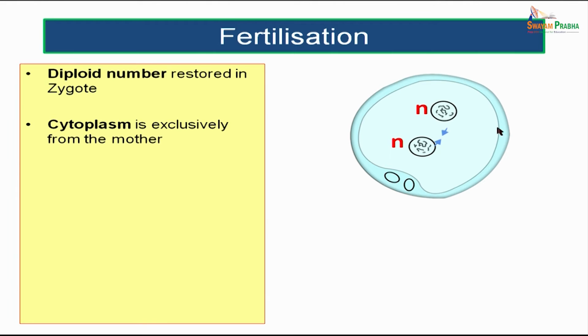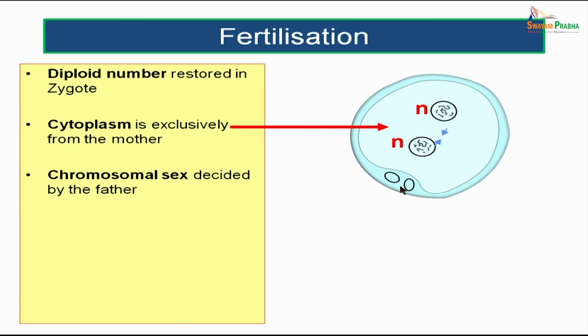We can see that the cytoplasm is mainly coming from the mother, because the cytoplasm of the oocyte is the cytoplasm which you have for the zygote, and from the father the sperm is actually just contributing the nuclear portion. So, the cytoplasm is exclusively from the mother, and you can see two polar bodies after the second meiotic division. The chromosomal sex is actually decided by the father, because the ovum can contribute only the X chromosome. So, the Y chromosome is actually coming from the male counterpart. So, whether the child is a female or a male is decided by the male counterpart, or the father.